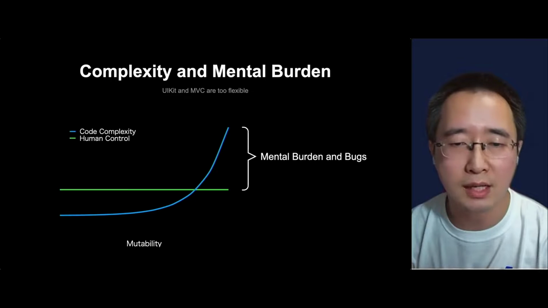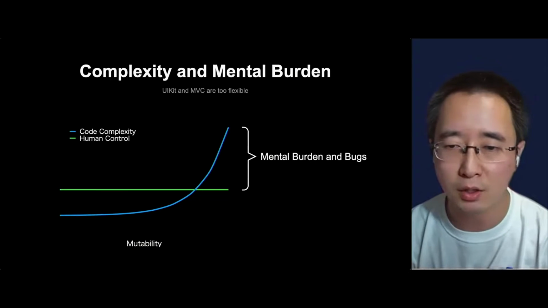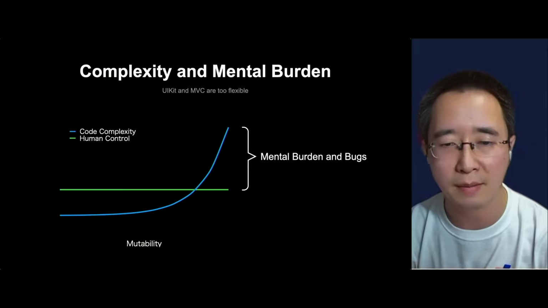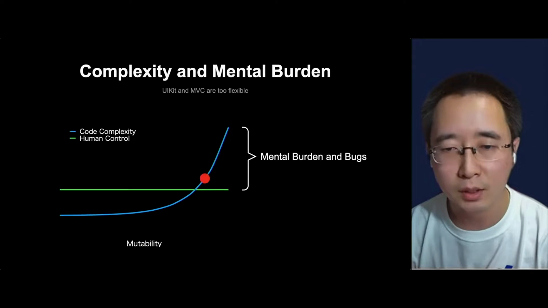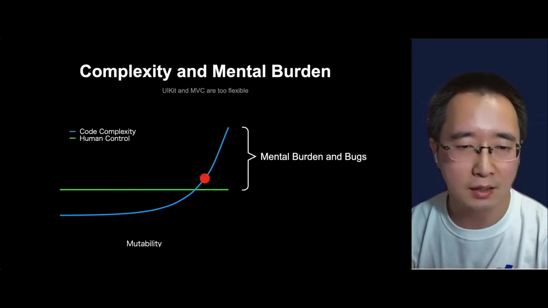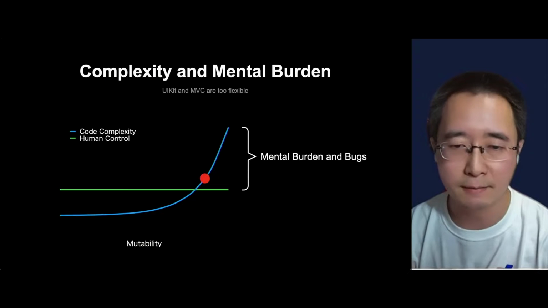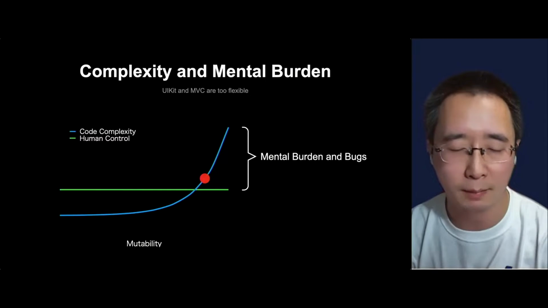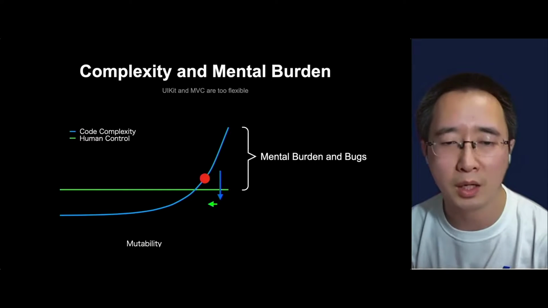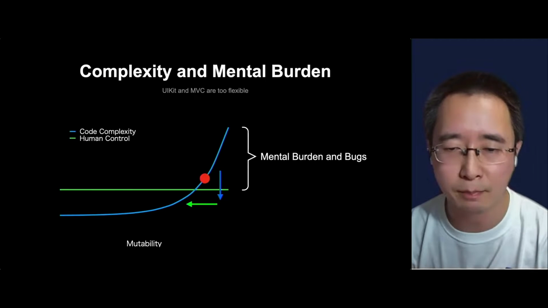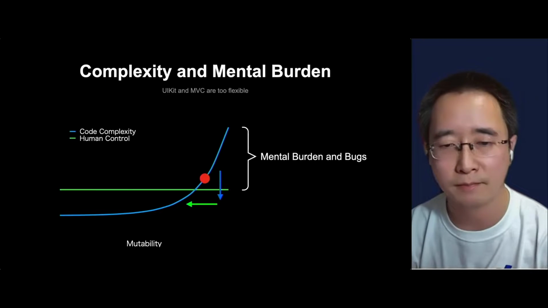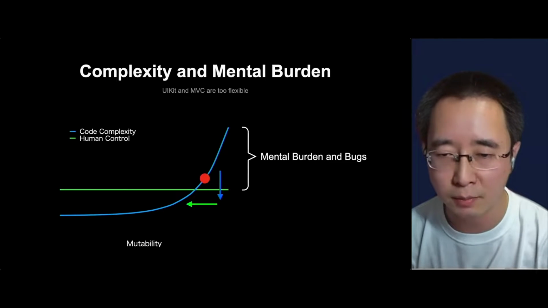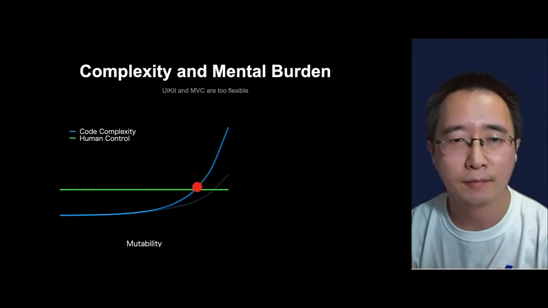It's not surprising at all that one day it goes beyond human control, and then it turns into a mental burden, and then bugs are introduced. In the LineLife app, I guess we're just here. The current technical stack is not causing a huge pain yet, but it's starting to become a problem. Thus, we really want to find a way to reduce both the code complexity and the amount of mutability in the code. We can then return to a peaceful and happy world.